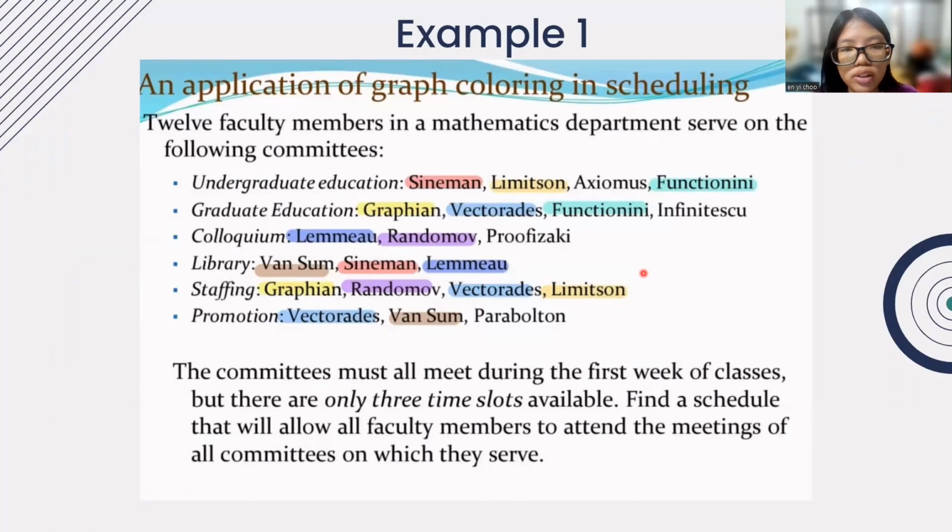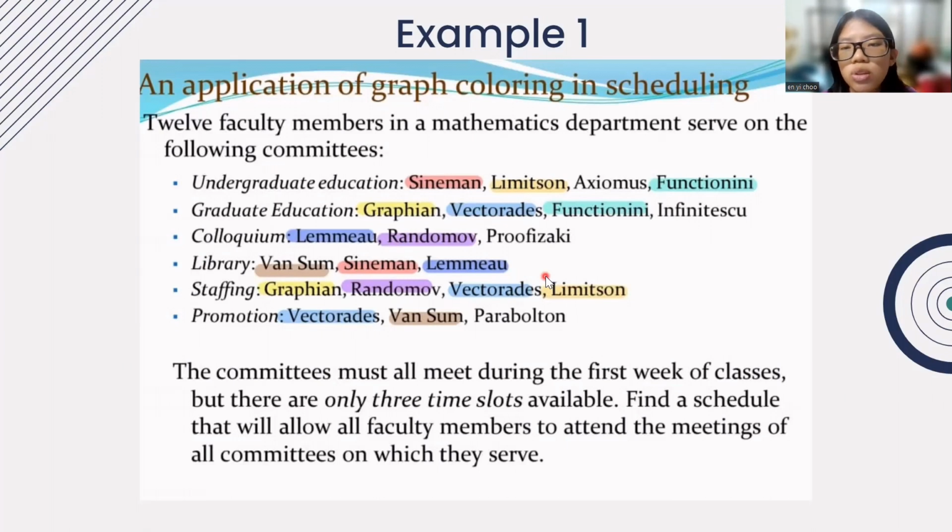In this question, they say that they have 12 faculty members in this mathematics department that have different sections, which are undergraduate education, graduate education, colloquium, library, staffing, and promotion. So there are 6 different sections. We know from here that these different sections actually have the same committee members. For example, undergraduate education has Cinnamon, who is on the same committee as library also, which is Cinnamon. Then Limison, and also Limison in staffing.